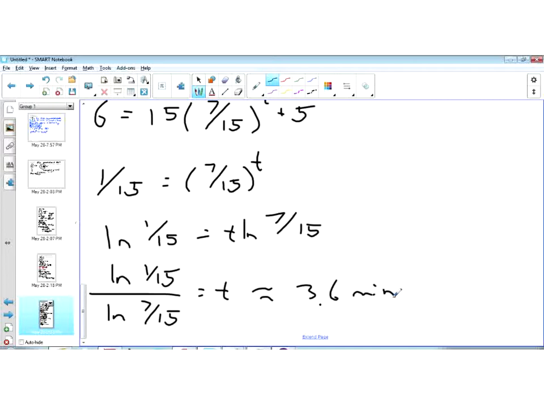Okay, sorry about that. I had to step away for a second. So that's an example of Newton's law of cooling.